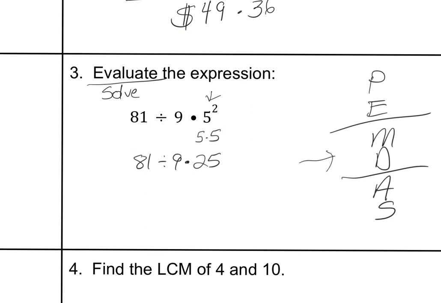So I'm going to look secondly for multiplication and division from left to right. So I'm going to work this first. 81 divided by 9 is 9. That leaves me with 9 times 25, which is 225.